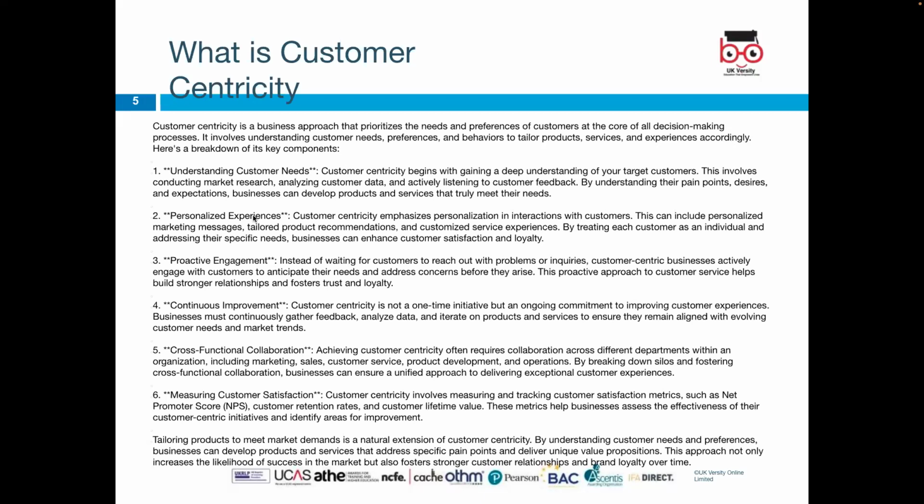Tailoring products to meet market demands is a natural extension of customer centricity. By understanding customer needs and preferences, businesses can develop products and services that address specific pain points and deliver unique value propositions. This approach not only increases the likelihood of success in the market, but also fosters strong customer relationships and brand loyalty over time.